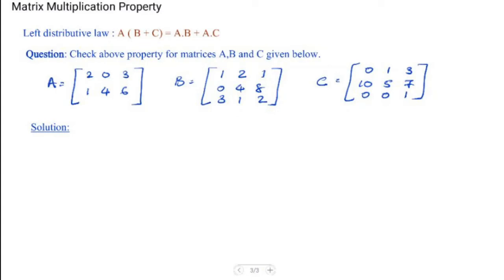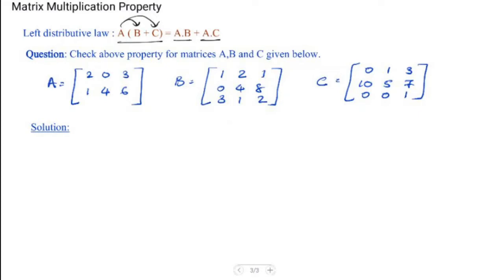We will now discuss a matrix multiplication property, that is the left distributive law, where, as you can see over here, if you have A times (B plus C), then you just take the A and multiply with the B, plus take the A and multiply with the C. So A times B plus A times C will be equal to A times (B plus C).